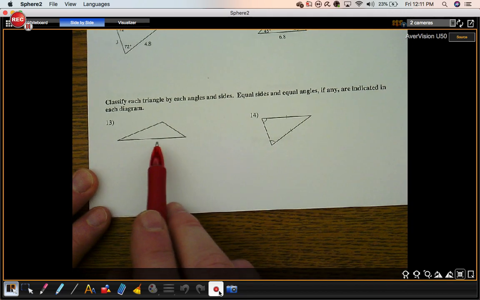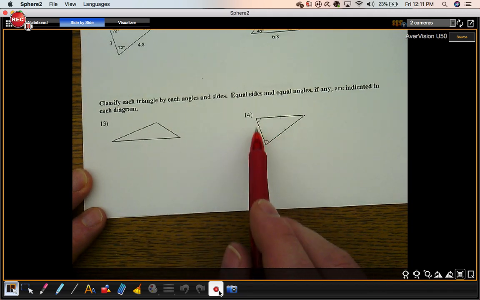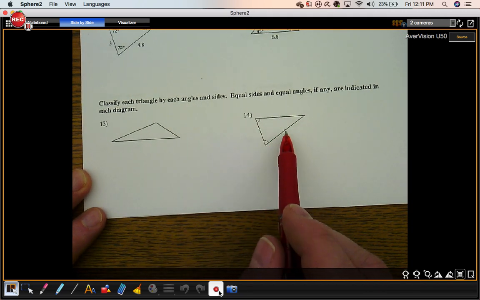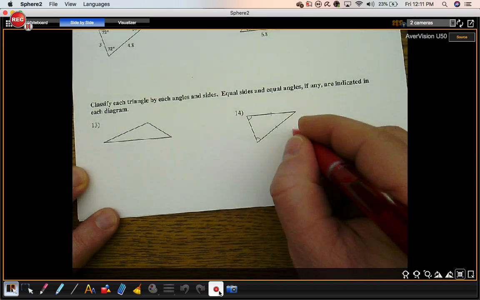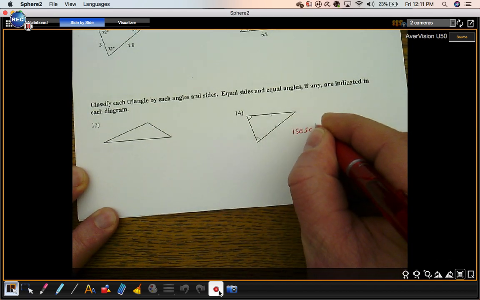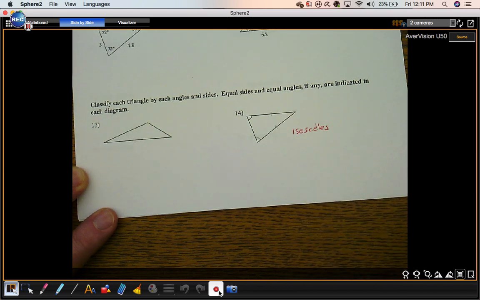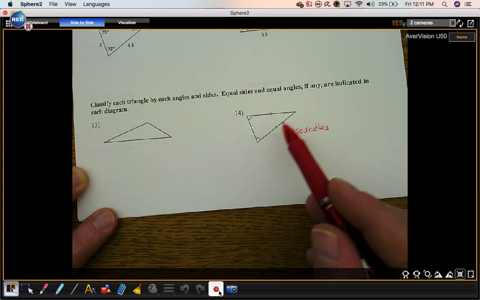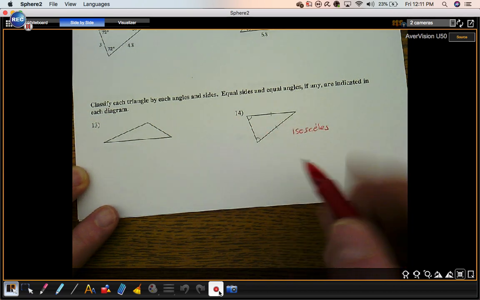Okay, so we'll do a couple of these as well just because of the marks. Okay, so two congruent sides, two congruent angles. That means the triangle is isosceles. Also, you can easily see that each of these angles is acute.